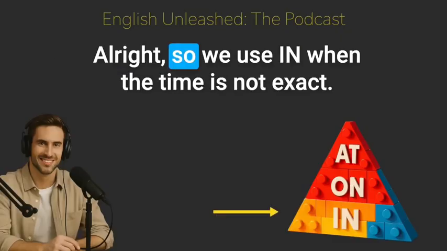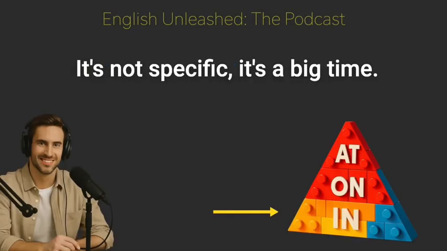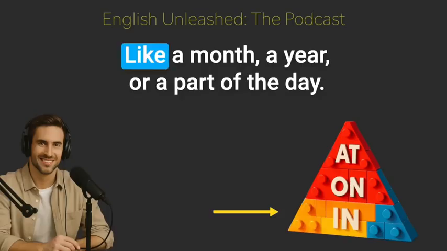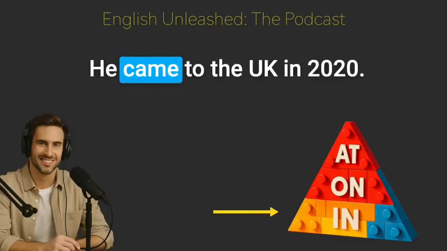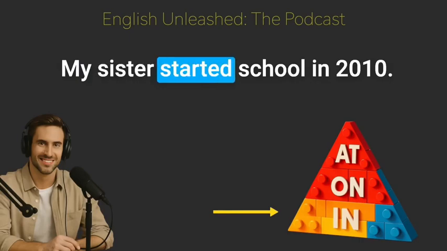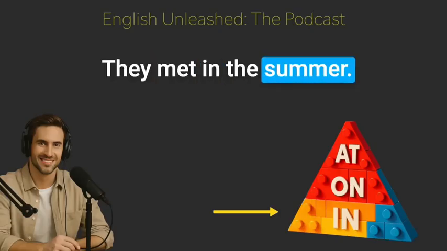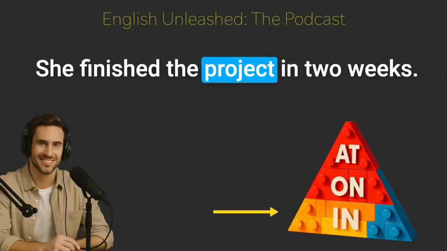All right. So we use in when the time is not exact. It's not specific. It's a big time, like a month, a year, or a part of the day. For example, I was born in May. He came to the UK in 2020. My sister started school in 2010. They met in the summer. She finished the project in 2 weeks.